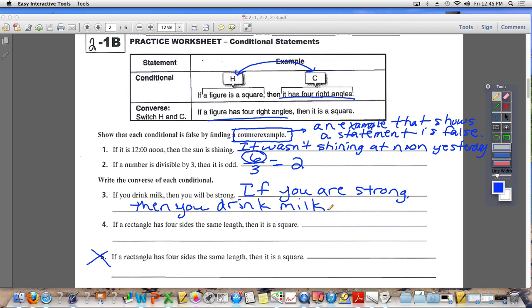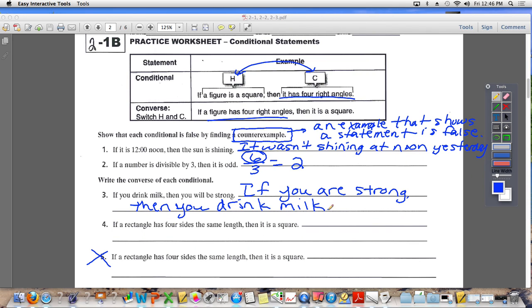All right, this one gets a little bit debatable. If a rectangle has 4 sides that are the same length, then it is a square. Is that true? If a rectangle has 4 sides that are the same length, it's a square? It says if it is a rectangle. So you have a rectangle and all 4 sides are equal. It's a square. A square is a rectangle. A rectangle is not a square.